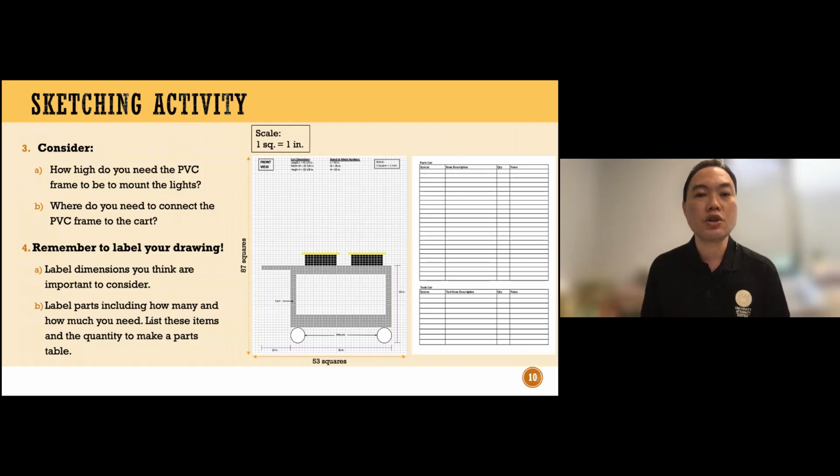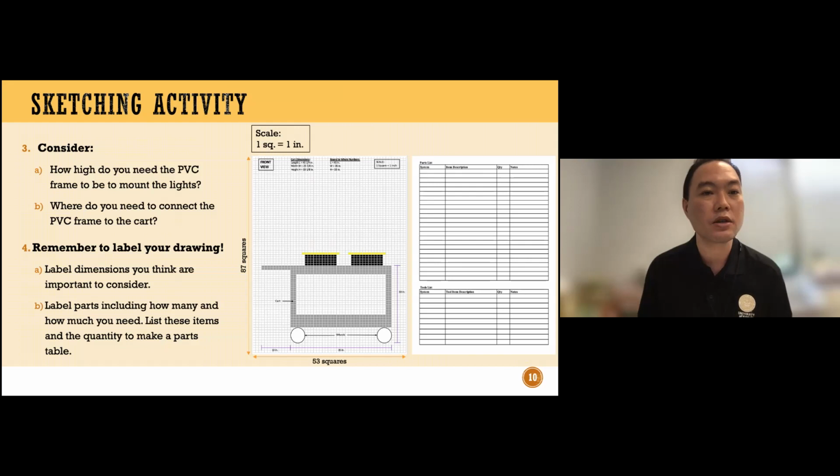And then also make sure you write down the dimensions, like how you see it drawn on the cart. And then on the right side, put down all the parts that you need and also the tools that you need as well. So remember, you're gonna have to mount the PVC pipe onto the cart. So how are you gonna do that? Make sure you write those kinds of things on your graph paper.